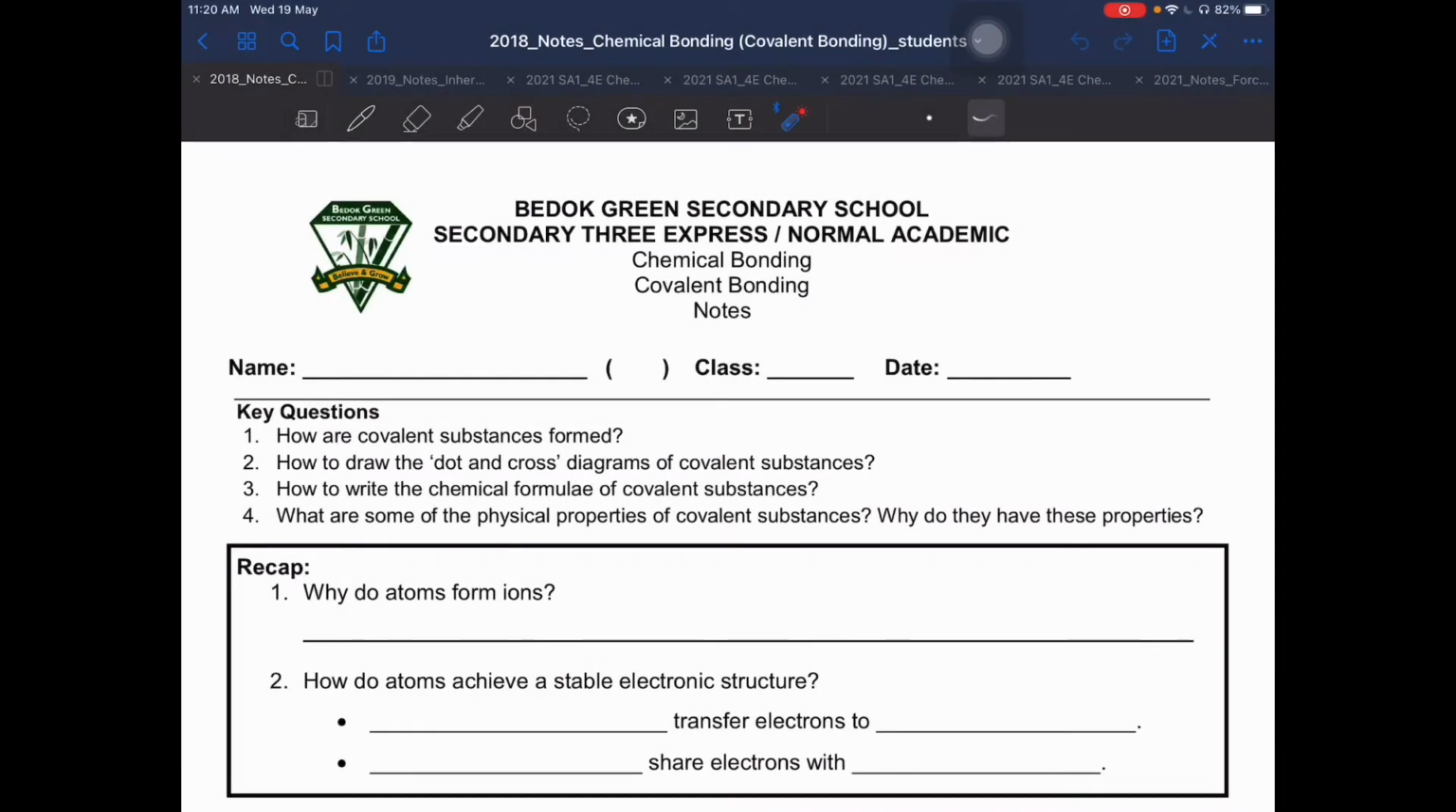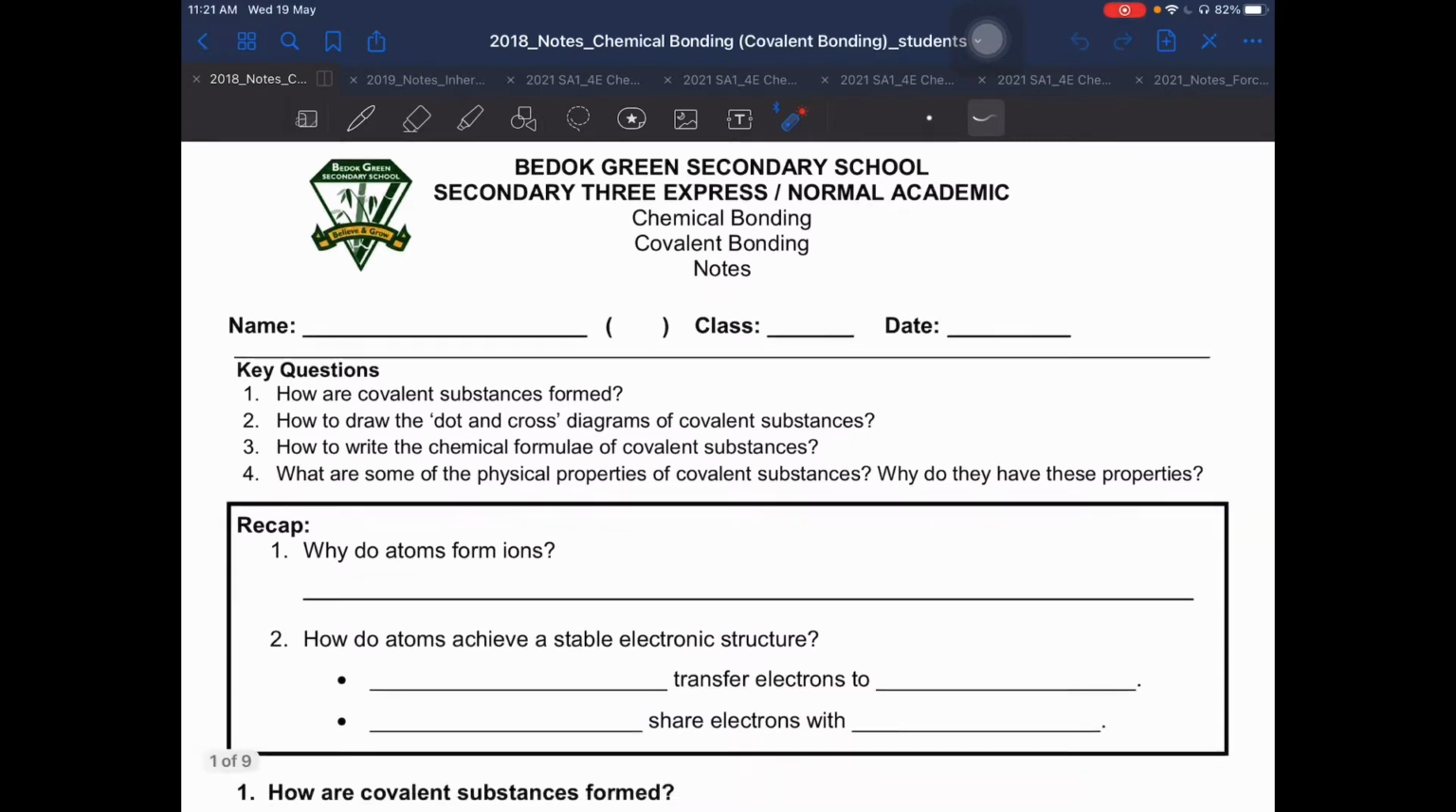Hi students, welcome to this video which is to teach you about this concept called covalent bonding. Now in this video we'll learn about two things. First, how exactly are covalent substances formed? Secondly, how do we actually draw the dot and cross diagrams of covalent substances?